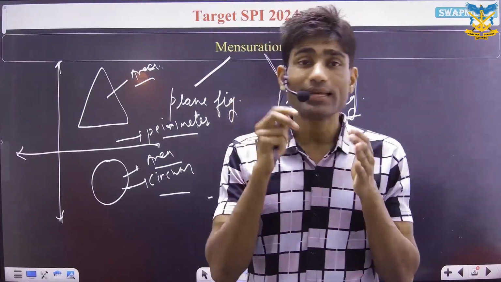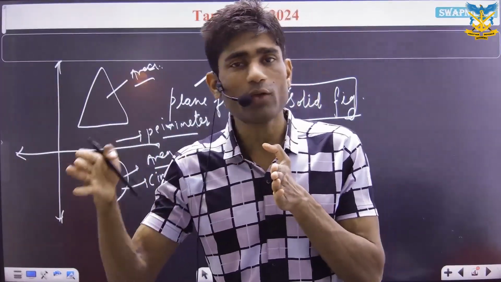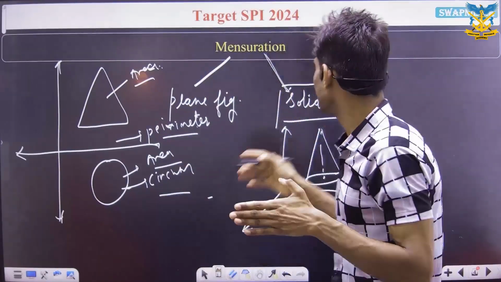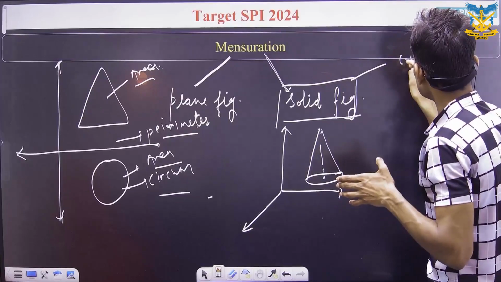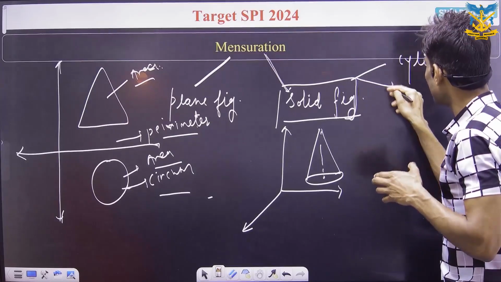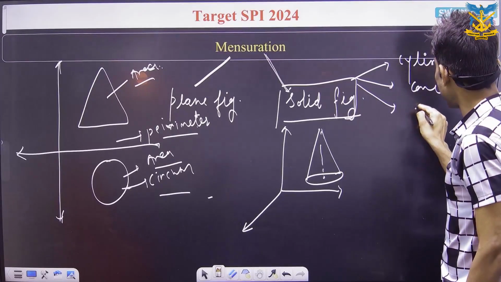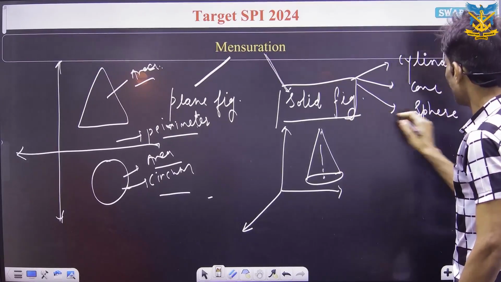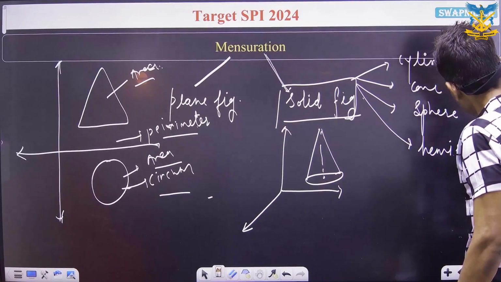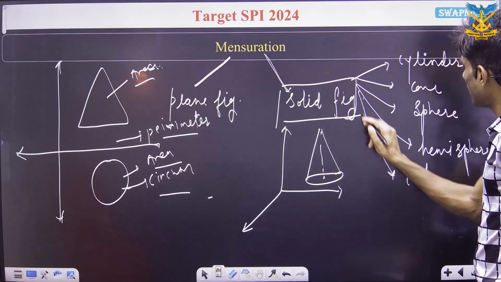Now how many shapes come under solid figure? There are so many shapes, but as per the SPI question paper we have to focus on some specific ones. First we consider the cylinder. Second we go for the cone. Third we go for the sphere. Fourth we go for the hemisphere. After that we go for the cube, and after that we have the cuboid.